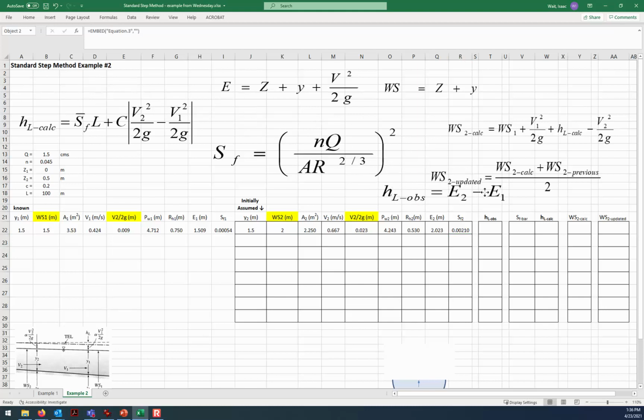Observed head loss is based on the difference in energy at 2 versus 1, so E2 minus E1. And why is there more energy at 2? Mostly it's because of the added elevation at 2. S of F bar is simply the average of the downstream and the upstream energy grade line slope, so we add them together and divide by 2.